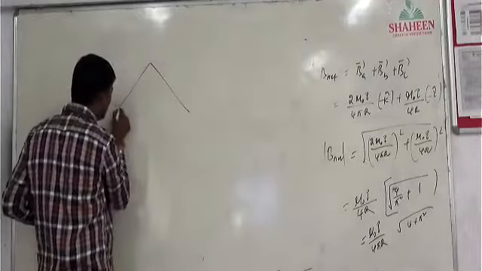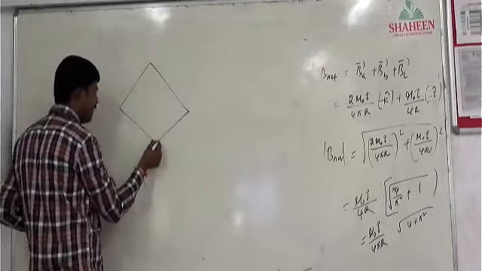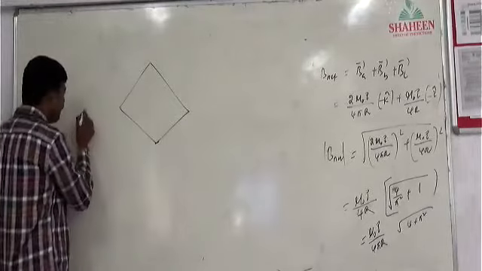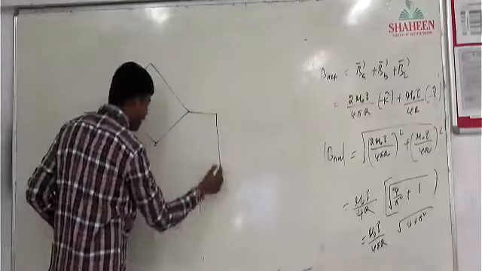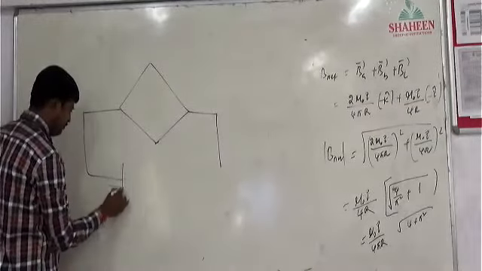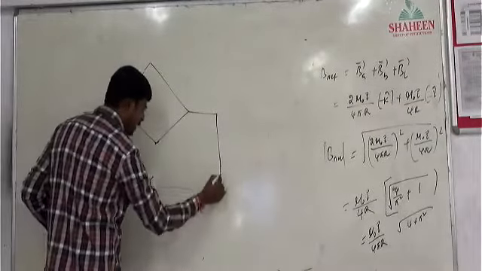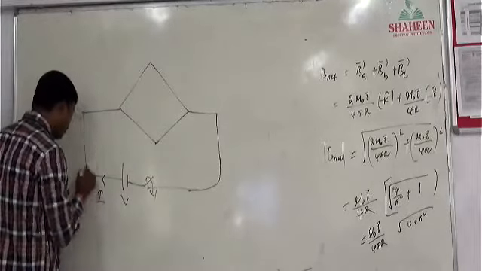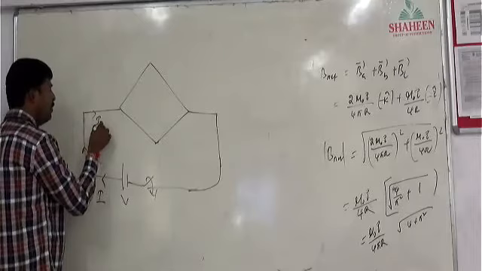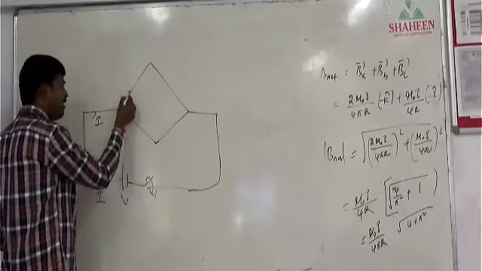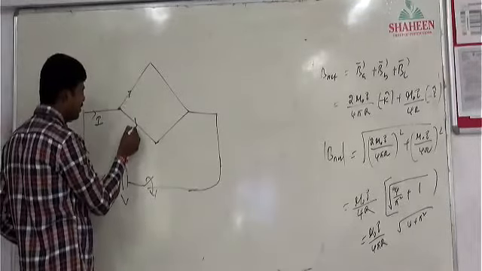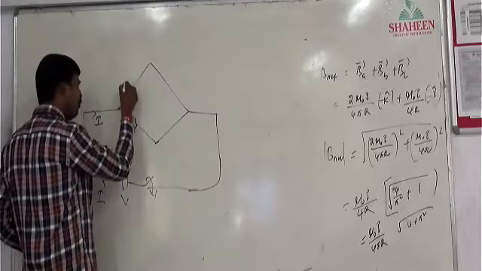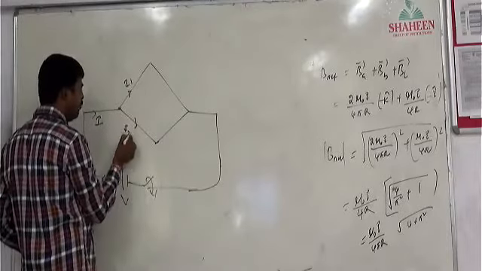4 wires joined like a square, joined like this. And finally, this is connected to a battery of V voltage. Current I starts to flow like this, and when it comes here, it divides. So here some current will flow, I1 let us say, and here I2.